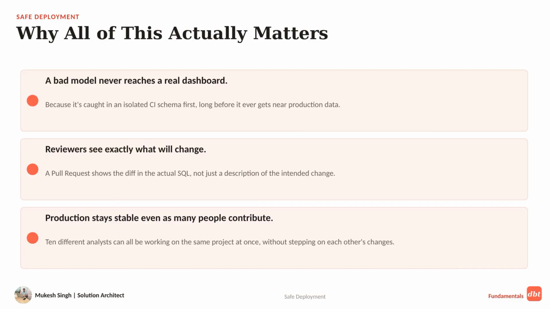Put all of this together, and here's why it actually matters. A genuinely bad model never reaches a real dashboard, because it's caught inside an isolated CI schema, long before it ever gets anywhere near production data. Reviewers see exactly what will change, since a pull request shows the real diff in the SQL itself, not just a written description of the intended change.